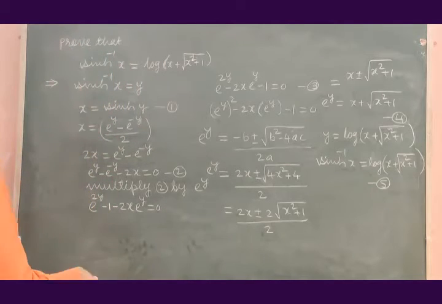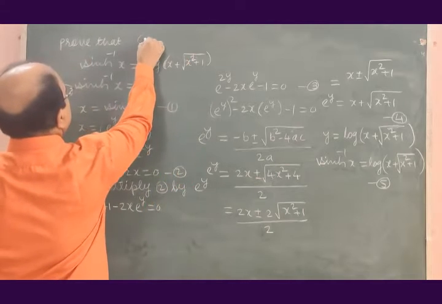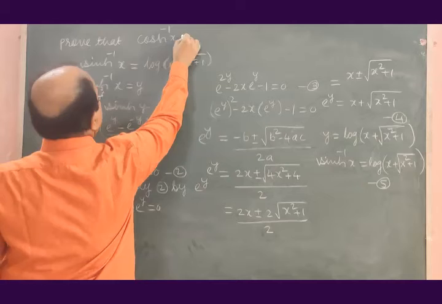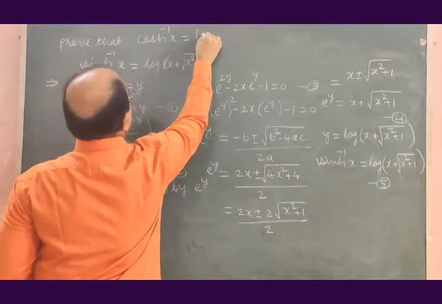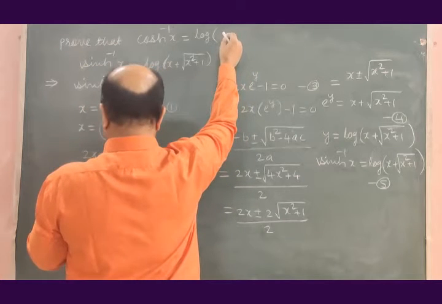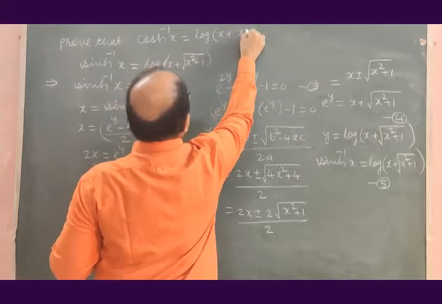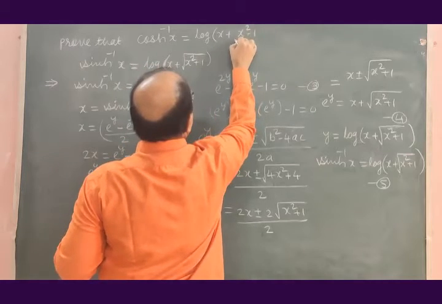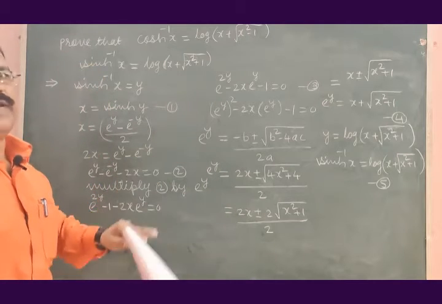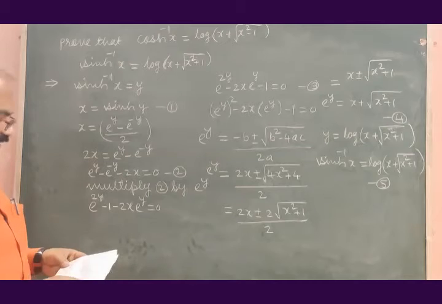you do it at home. Prove that inverse cos hyperbolic x is equal to log of x plus square root of x square minus 1. It is very simple. You can do it very easily.